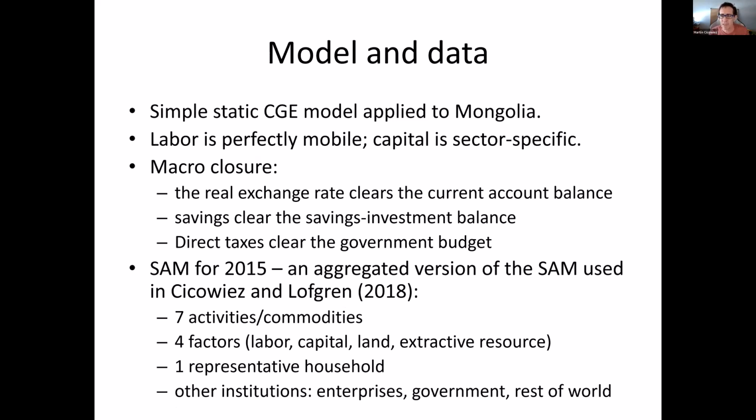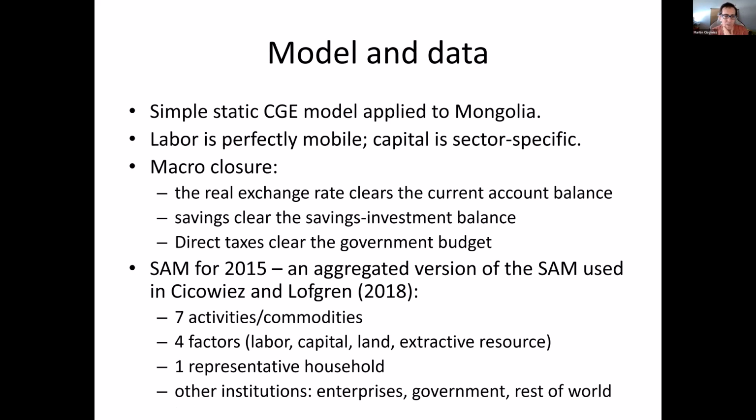The assumptions that we make are that labor is perfectly mobile and capital is sector specific. For the macro closure, we are interested in looking at welfare impacts with this static model. So we assume that the real exchange rate is the variable that clears the current account balance, the savings clear the savings-investment balance, and the income tax clears the government budget. Those are the assumptions for the macro closure.